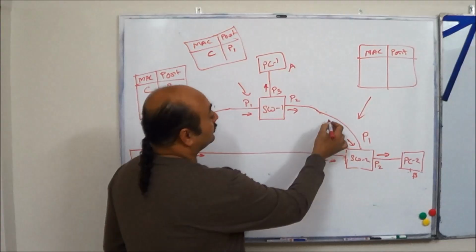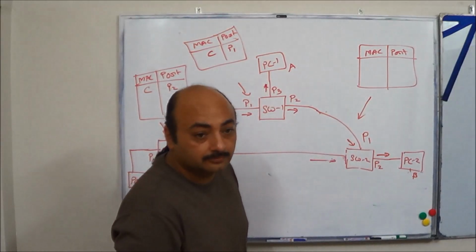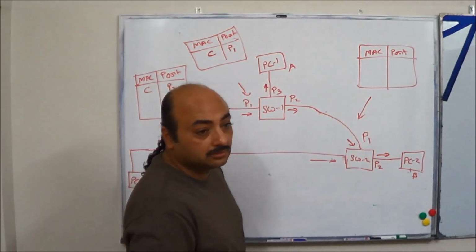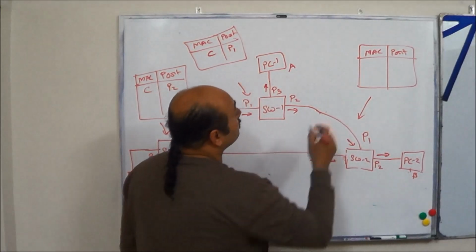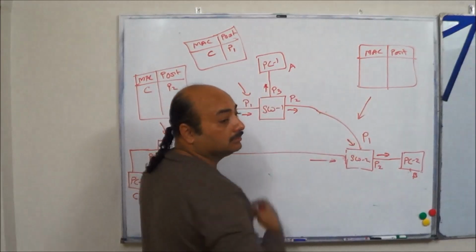Okay. So the frame coming from here, first case. What is the source MAC address? C. Destination MAC address? B. Is it in the MAC table? No.